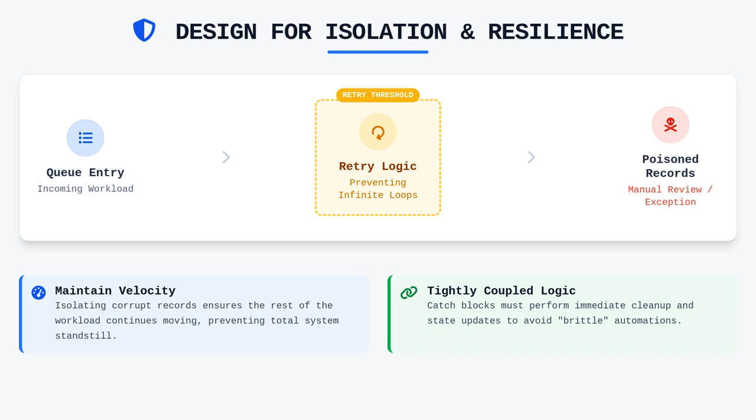This pattern necessitates that your exception handling logic is tightly coupled with your process flow, ensuring that every catch block performs the necessary cleanup and state update. Ignoring these nuances often leads to brittle automations where one corrupt data record brings an entire production cycle to a complete standstill.